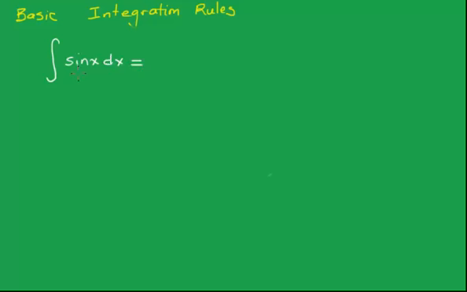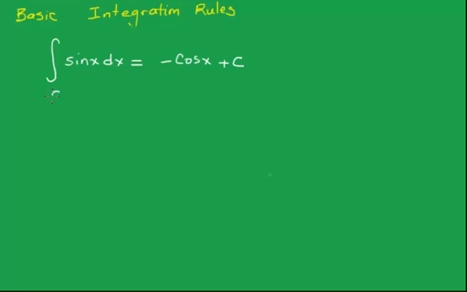We're looking for a function such that the derivative of that function is sine x. If we go over cosine x, we see that the derivative of cosine x is negative sine x. To offset that negative sign, we multiply by negative. So the antiderivative of sine x is negative cosine x. And of course, the way you verify it is by taking the derivative of the right-hand side, and you should get sine x.